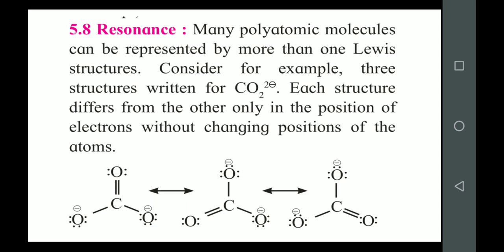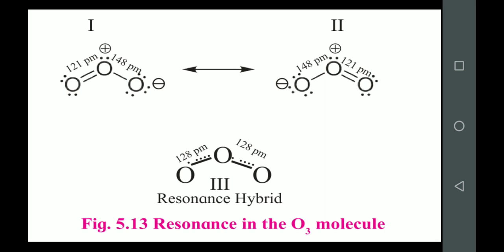Now instead of writing all these possible resonance structures or canonical forms, we prefer to write only one structure. For example, let's take the example of the ozone molecule, O3. In pictures 1 and 2, you can see that the ozone molecule is shown, where there is a transfer of the double bond and charge on the oxygen atoms. Now both these structures are canonical forms of the ozone molecule.